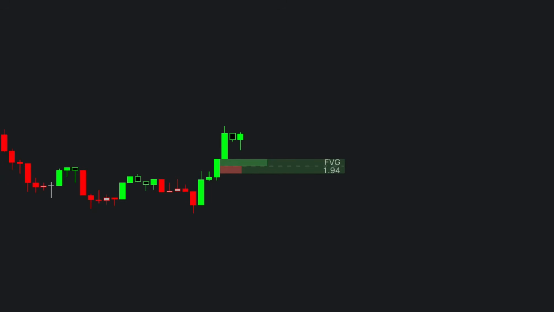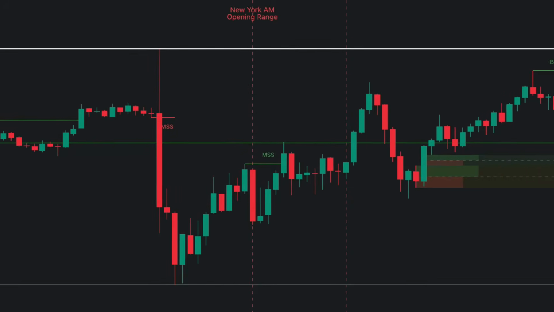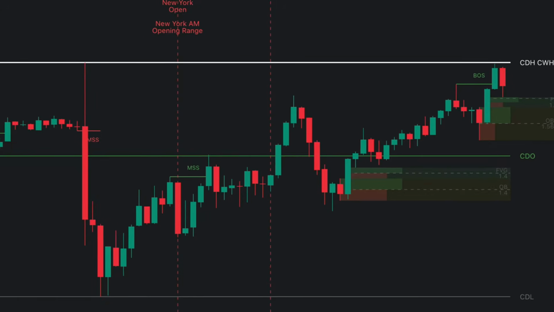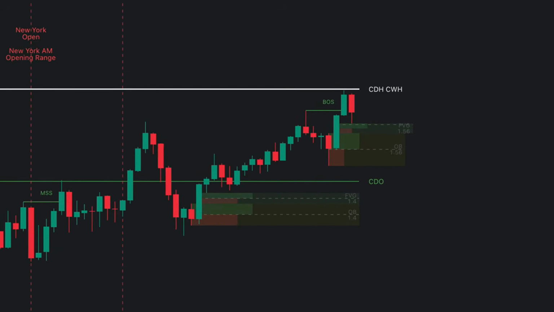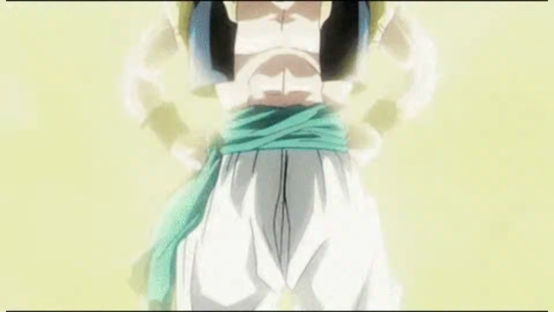If you want to find an entry after price tested the bullish fair value gap, you can enter by the time the trend bars close with a green trend bar. The order blocks and fair value gaps in these examples are displayed by our Price Action Suite indicator. If you're looking for these signals, it's the perfect combination with the Trend Bars Pro.